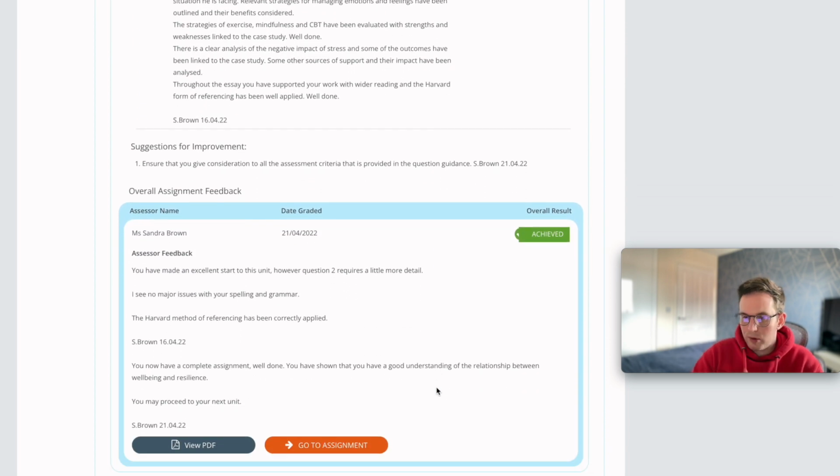because it shows where you can improve your work further along the line. And he put, ensure that you give consideration to all assessment criteria that is provided in the question guidance. And they give you more feedback and say that you've made an excellent start to the unit. However, question 2 requires a little more detail. And then when I resubmitted, he put, you've now completed assignment. Well done. You've shown that you have a good understanding of the relationship between well-being and resilience. You may proceed to the next unit.